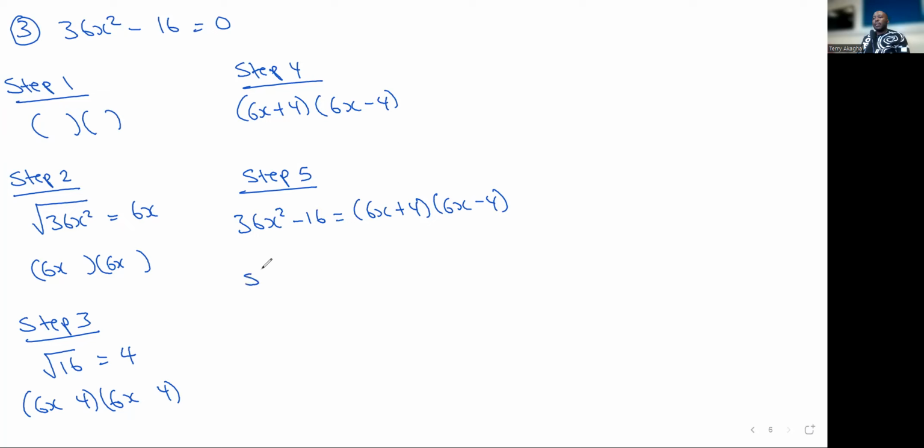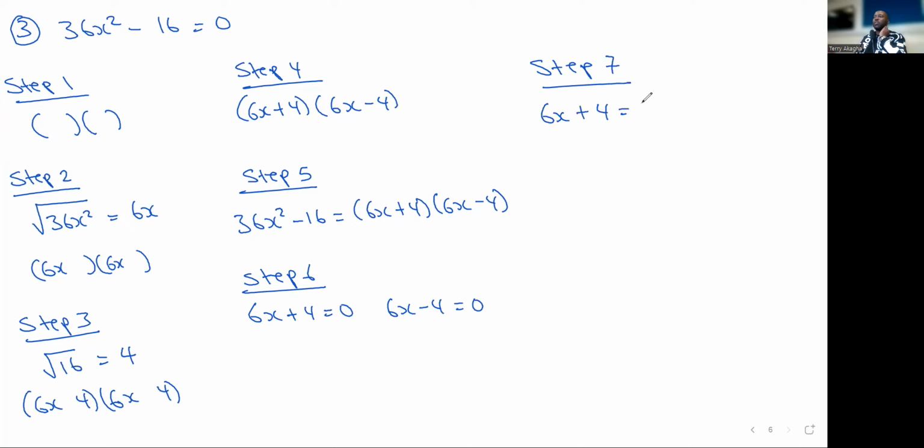So then step 6, you then have to equate each of these brackets to be equal to what? 0. So you're going to have 6x plus 4 is equal to 0. And the second bracket, 6x minus 4 is equal to 0. Then the next one we're going to have is step 7, where you then have to solve each and every one of them. So we're going to have 6x plus 4 equal to 0.